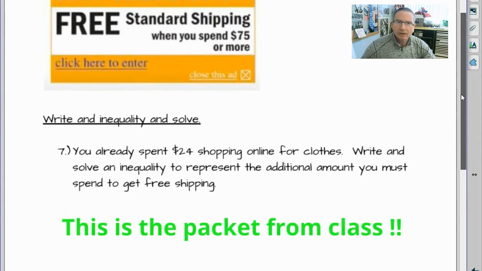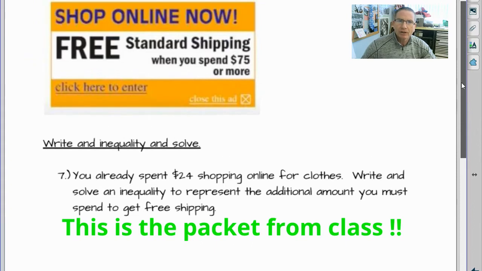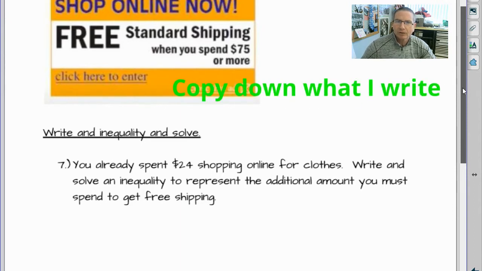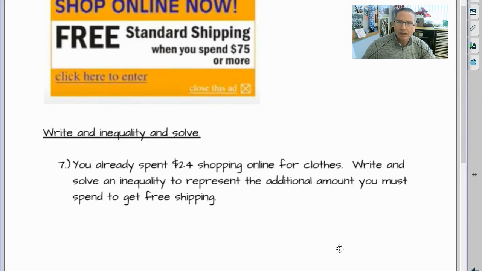All right, so I'm just on that next page in the packet here. It says write in an inequality and solve. They're basing it off this sign here with the free standard shipping when you spend $75 or more. So it says you already spent $24 online for clothes. Write and solve an inequality to represent the additional amount you must spend to get free shipping.